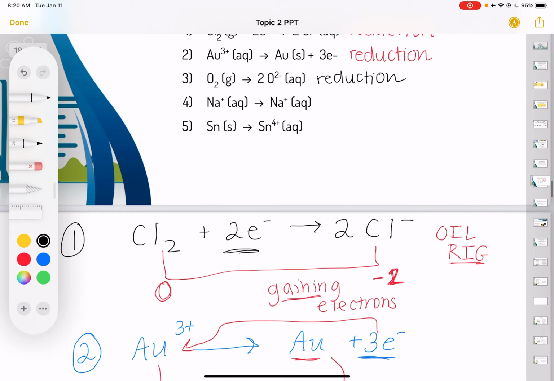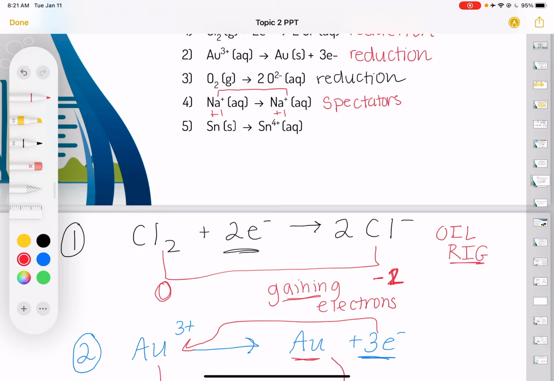Let's look at number 4. So number 4, we've got sodium, which is +1 on this side, and sodium is +1 on this side. So because they didn't change, they are spectators. They're spectator ions.